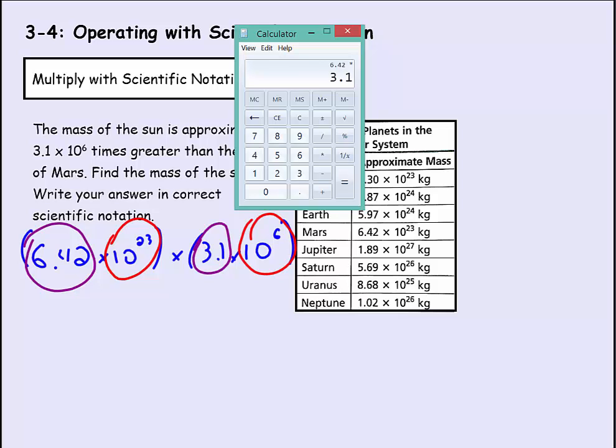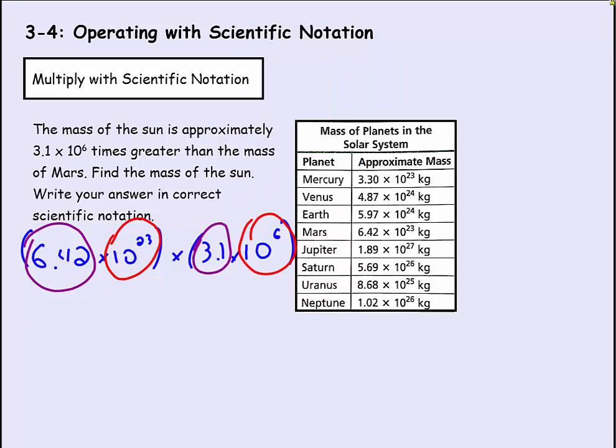6.42 times 3.1 would give us 19.902. So now what power of 10 are we multiplying that by? We have 10 to the 23rd times 10 to the 6th. When you multiply powers, you add the exponents, so that'd be times 10 to the 29th.